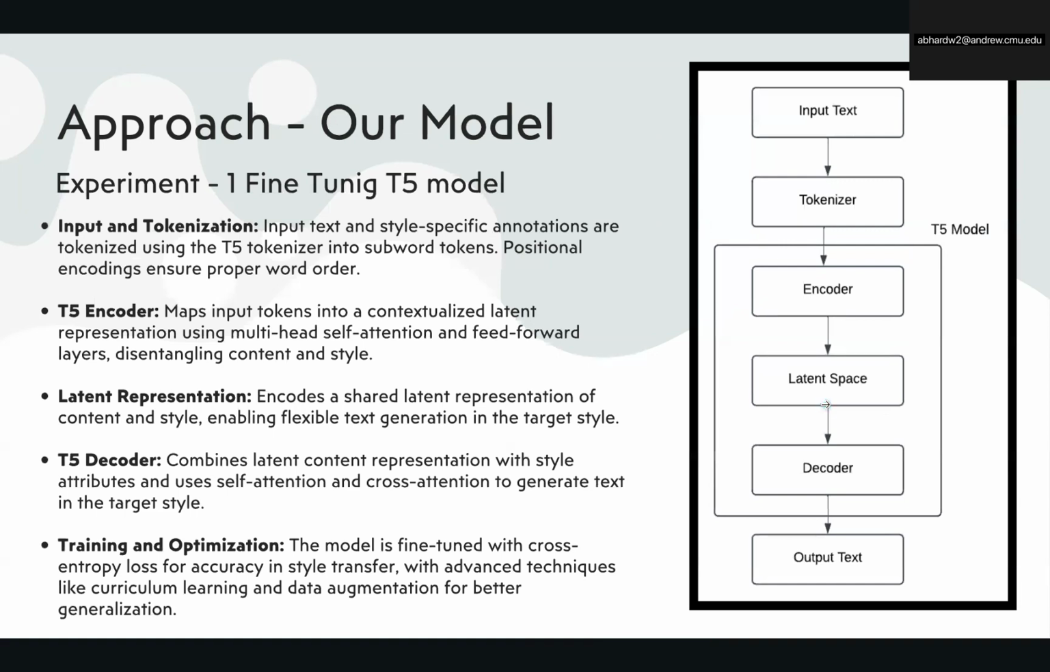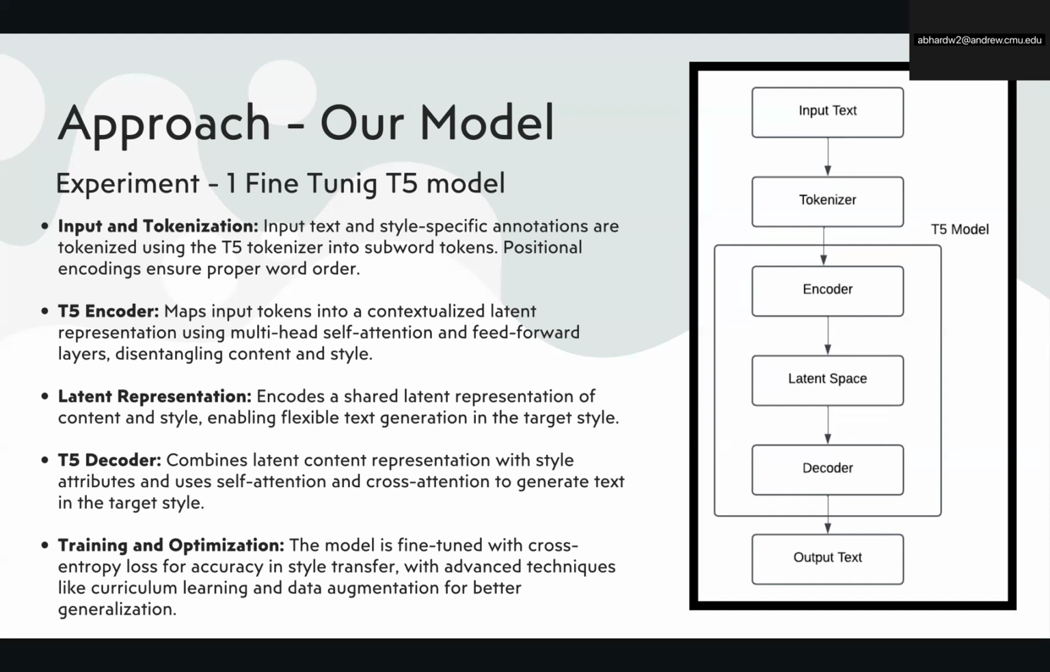Now let's talk about our model. Our first approach builds on the T5 model, a transformer-based architecture for text-to-text tasks, fine-tuning T5 for style transfer. It leverages its encoder-decoder structure and multi-head attention to capture long-range dependencies and contextual relationships. The T5 encoder creates embeddings that blend content and style, enabling the decoder to generate outputs in the desired style while preserving meaning. Curriculum learning improves generalization by training in phases from simpler to more complex examples.